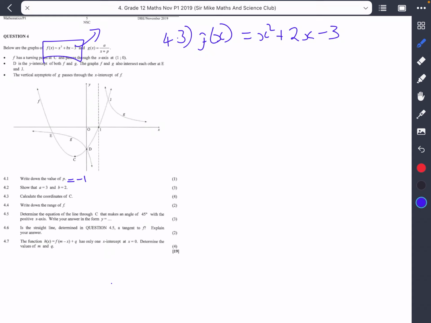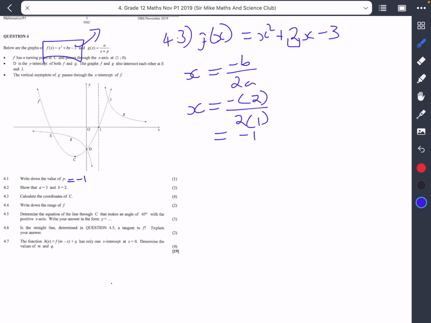Now there are two ways you can do this. There is the grade 11 way, where we use the equation x equals minus b divided by 2a. This is used when finding the x coordinate of the turning point. So b is 2, so this would be minus 2 all divided by 2 multiplied by 1. We know that a is 1, so the x coordinate of the turning point is negative 1.